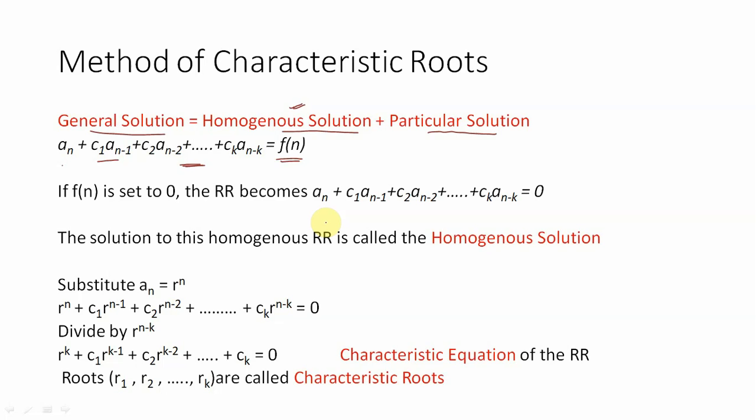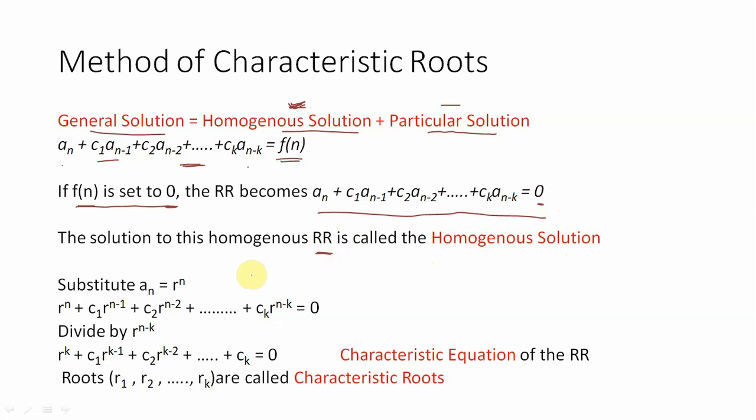Now let us assume that we have been given a recurrence relation which is non-homogeneous in nature. We'll find the general solution as the sum of two parts, the homogeneous solution and the particular solution. For finding the homogeneous solution, we start by equating fn to 0. If fn is equal to 0, this recurrence relation reduces to a homogeneous recurrence relation. Remember, if fn is equal to 0, then the recurrence relation is called the homogeneous recurrence relation, and the solution to this homogeneous recurrence relation is called the homogeneous solution.